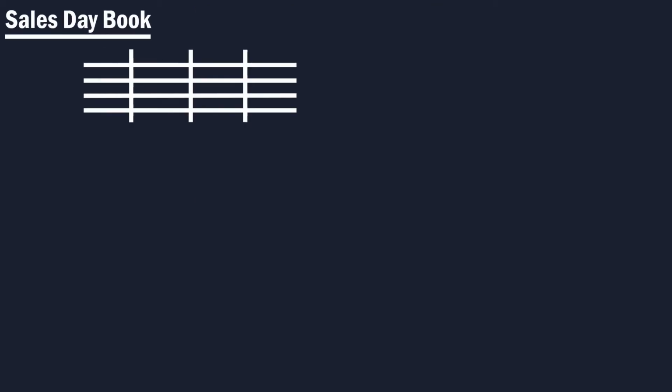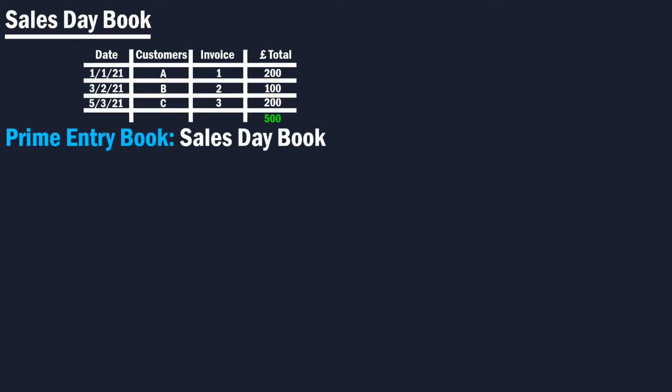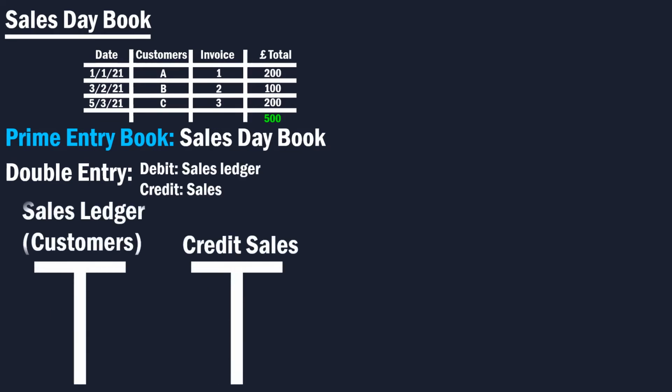So let's look at the sales daybook. Sales daybook records goods that are sold on credit. So we're going to have a date on when that happens, we're going to have our customers, we're going to have our invoice numbers, and we're going to have a total. That total you see here, that £500, represents all the list of our customers that has been added. That £500 will then get entered in the parliamentary books, which is the sales daybook, which will help us understand and know what double entry we have to do, which is to debit the sales ledger account, which is the customers, and credit the sales account, £500, like that.